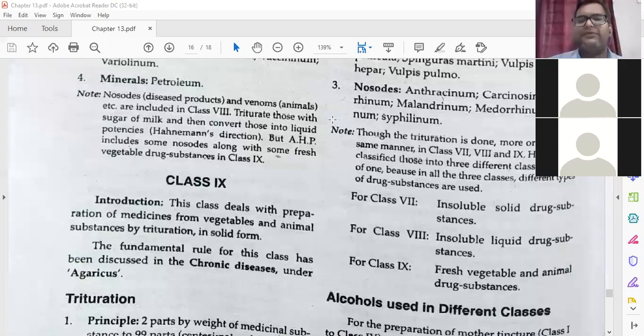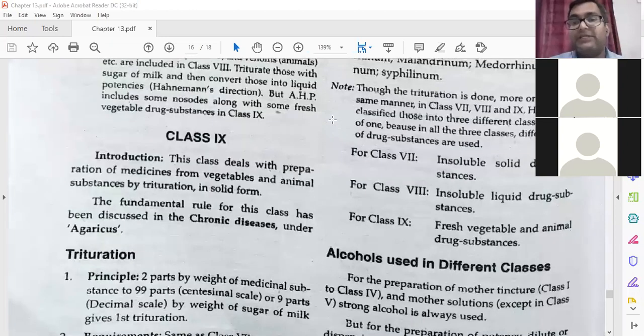Note, again we have to see the note. Though the trituration is done more or less in the same manner in class 7, 8, 9, Hahnemann classified these into 3 different classes instead of one, because in all the 3 classes different types of drug substances are used. All the 9 classifications are actually on the basis of different types of drug material, on the basis of their solubilities, their moisture content, their types. So that's why. This note is not a new thing.